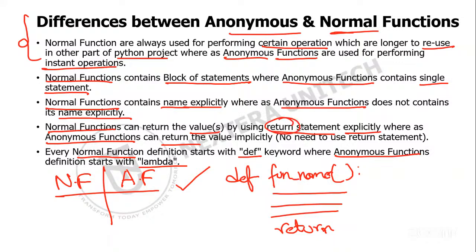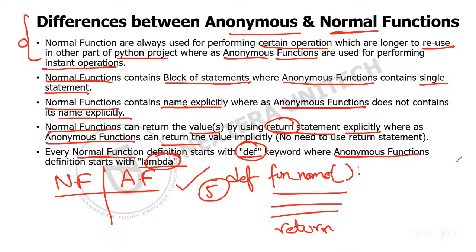to use the keyword return. But anonymous functions, we need not use any kind of return keyword because implicitly the keyword return is present inside the anonymous functions. And the final difference, we use the def keyword to define a normal function and we use the lambda keyword to define anonymous functions or lambda functions. Clear? All the 5 differences you have to memorize. There is no other option. Very important.